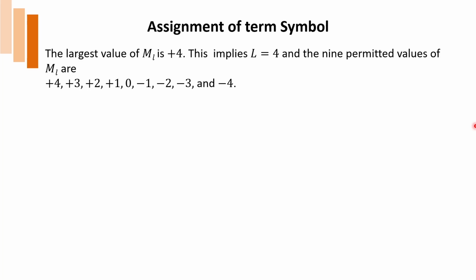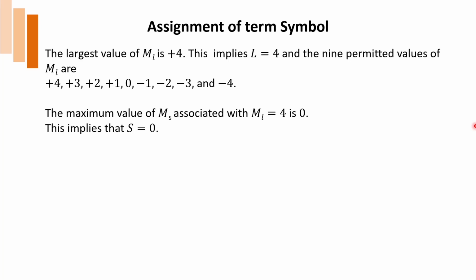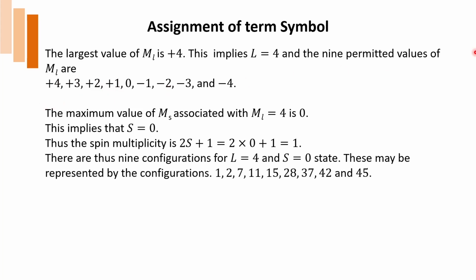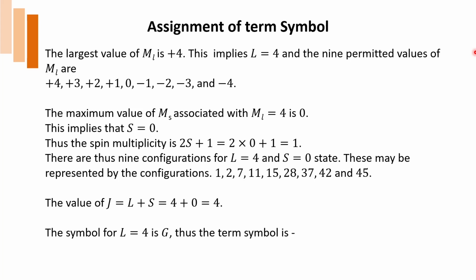Next we'll see what are the values of S. With ML equal to 4, correspondingly MS is 0. You just go through all the options that have been displayed now. And if S is equal to 0, that means for all values of 4, here you have 0, this should be 0, this should be 0, this should be 0. So all 9 combinations are quite likely, and these combinations have been displayed by the numbers that are there. You are suggested to just pause the video and see if they are indeed there. So the value of J is equal to 4, and for L equal to 4, the term is G.